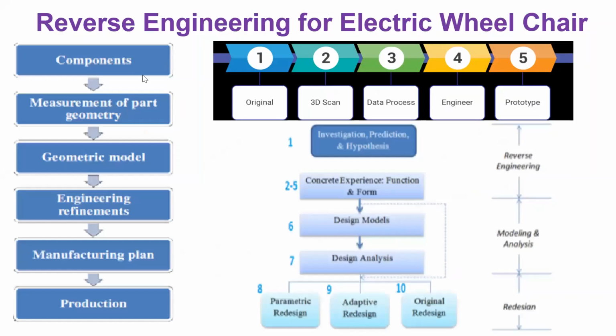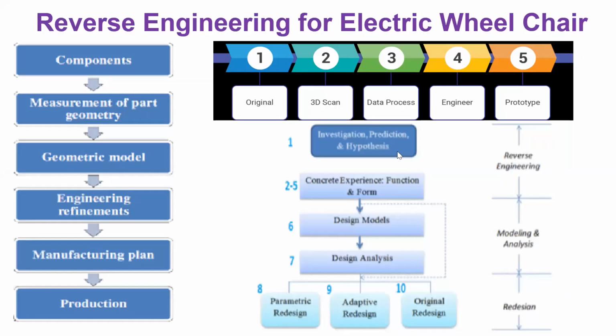So now when I go with reverse engineering, especially for this electric vehicle, you need to get one original vehicle, then you need to go for a 3D scan. You need to get the data. Okay, you need to do some engineering activity, then you get the prototype. After getting the prototype, you can also do some small validation. Then if there is no issue, you go for manufacturing.